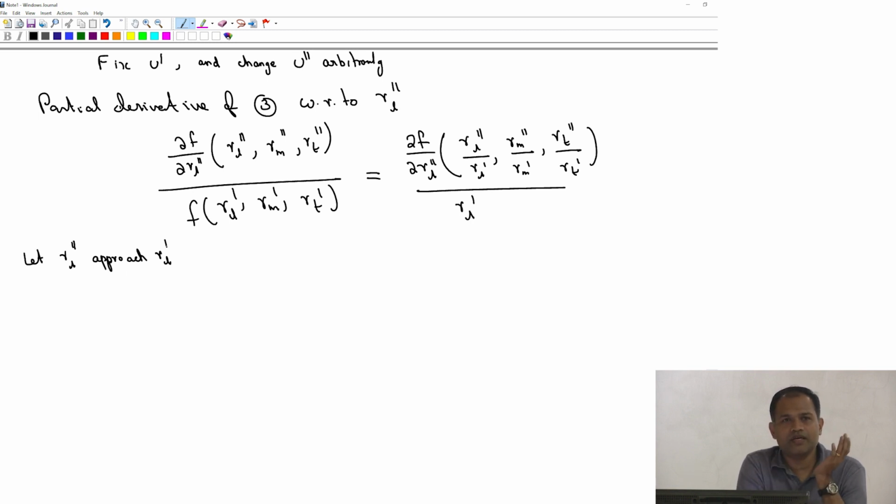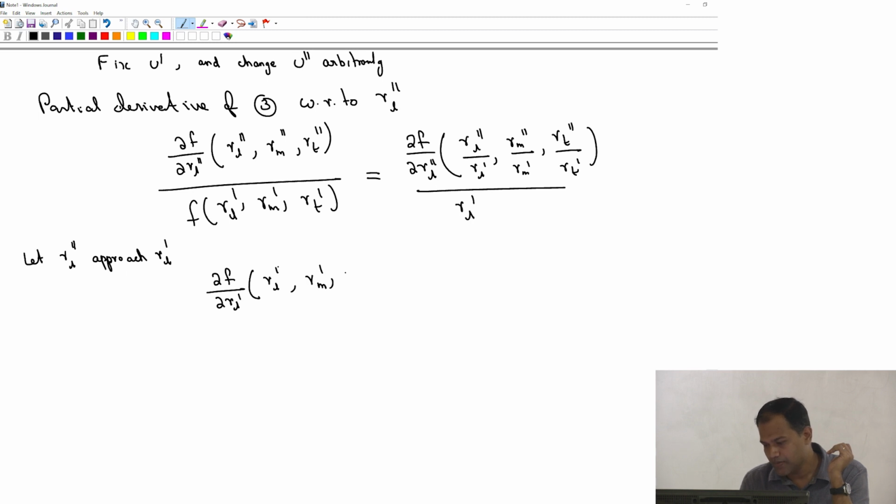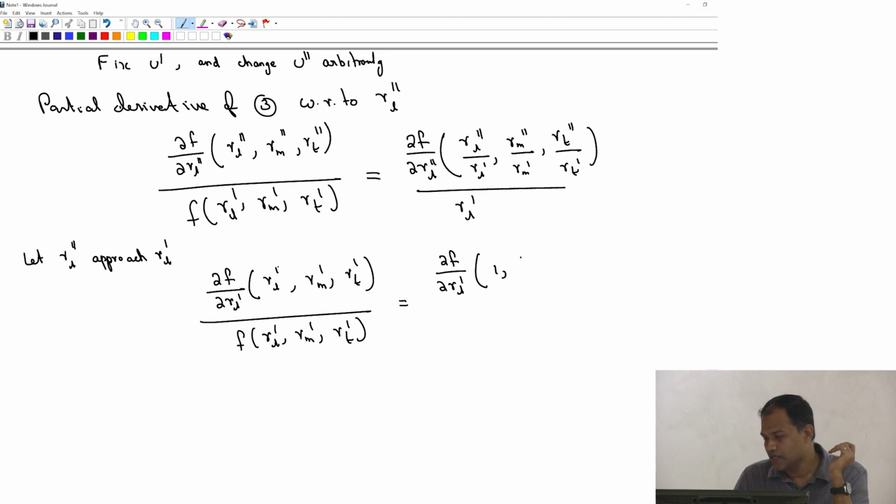It's like, I had a variable y and I had another variable x. I kept my y fixed, I had my x changing. I'm saying that now I'm going to keep y equal to x. I'm allowed to do that, it's just a function. So in which case this quantity is nothing but dou f by dou RL prime of RL prime, Rm prime, Rt prime divided by f of RL prime, Rm prime, Rt prime is equal to dou f by dou RL prime of 1, 1, 1 divided by RL prime.